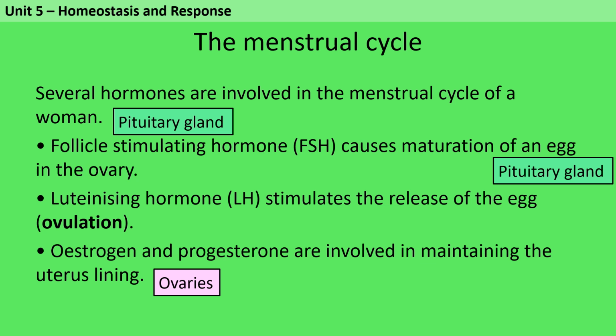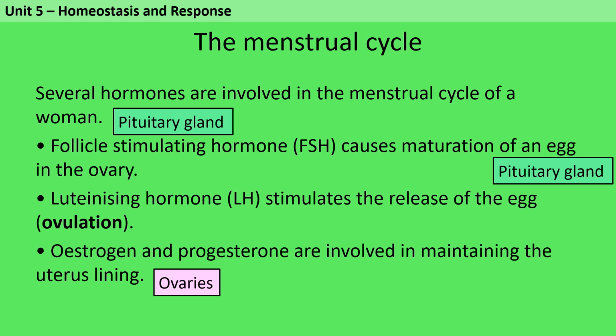The menstrual cycle is controlled by 4 different reproductive hormones. Firstly, follicle-stimulating hormone, or FSH, is produced by the pituitary gland in the brain, and this causes an egg in the ovary to mature. Then, luteinizing hormone, or LH, stimulates ovulation where the egg is actually released. LH is also produced by the pituitary gland.